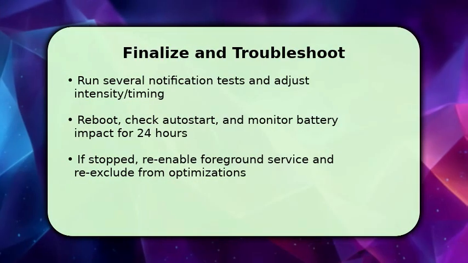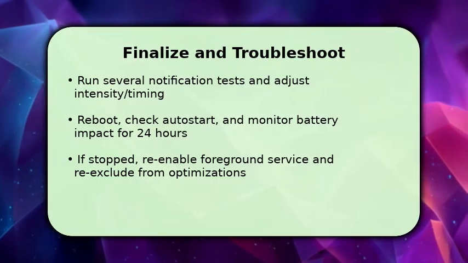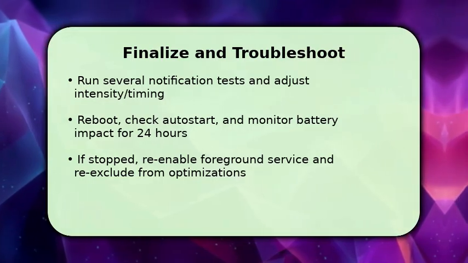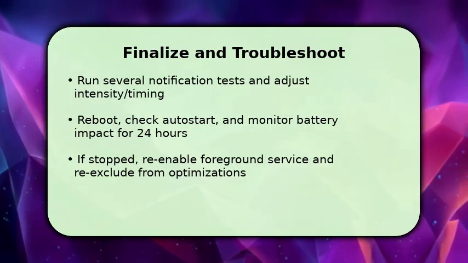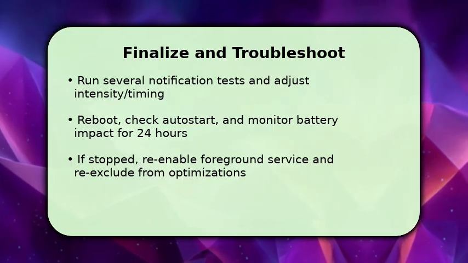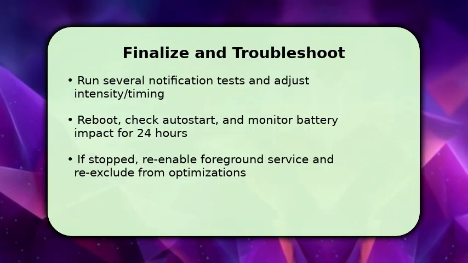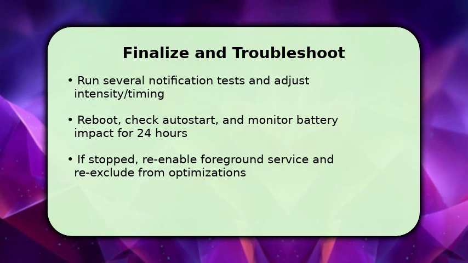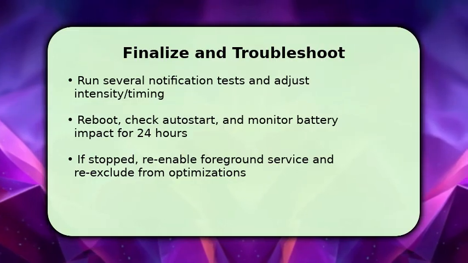You finish by validating behavior and addressing failures. Run multiple notification tests and tweak intensity and timing until it looks right without draining too fast. Reboot the device to confirm auto start works across restarts, then monitor battery use for 24 hours to ensure acceptable impact. If edge lighting stops, immediately check that the foreground service is active and re-exclude the app from optimizations. If needed, reinstall the app and re-grant permissions. One key tip: toggling the app's foreground service often restores persistent operation.